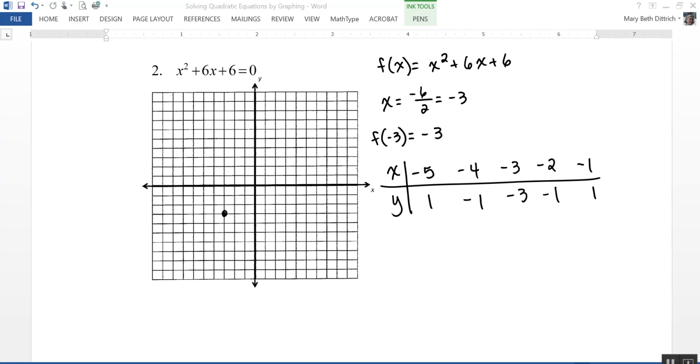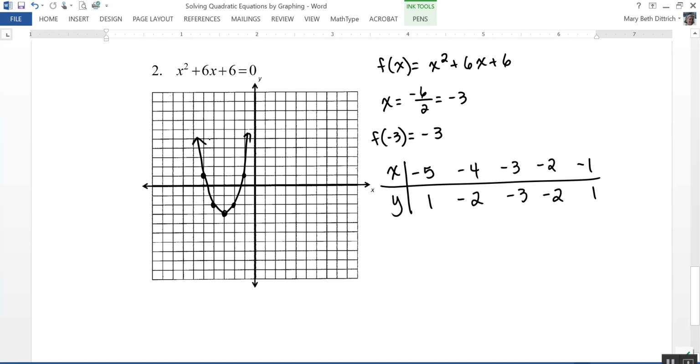Okay, I'm sorry, I got the wrong points here. This one is actually supposed to be a negative 2. And I saw that because the graph didn't look like what it was supposed to look like. There we go, that's better. So instead of being negative 1s, those should be negative 2s. So this point here, and then when x is negative 1, y is 1. When x is negative 5, y is 1. And my graph looks like this.